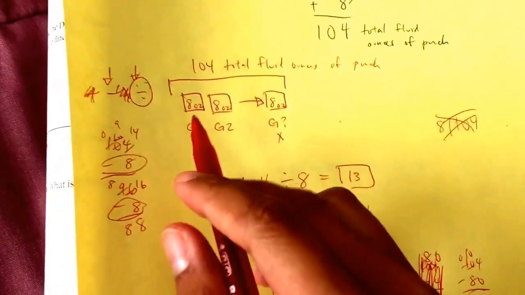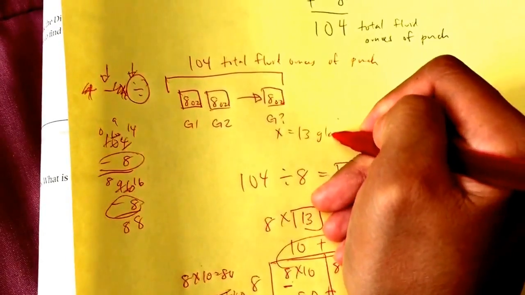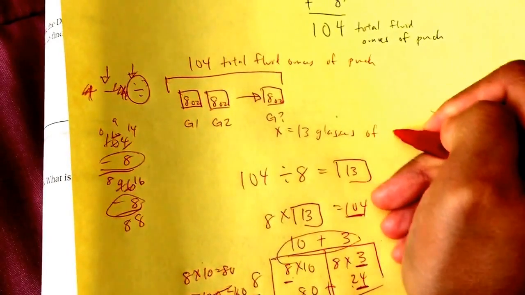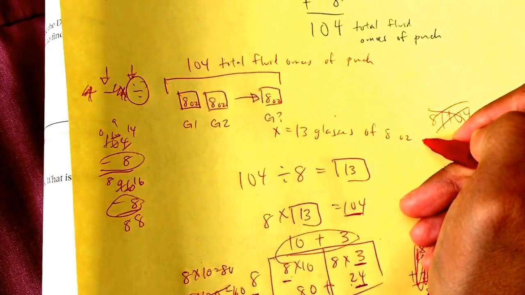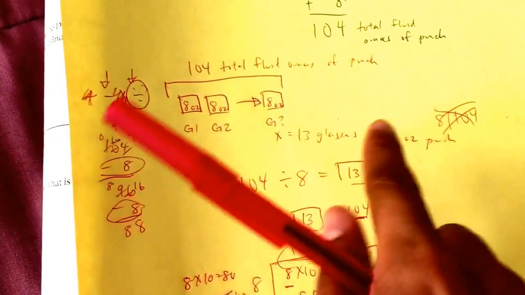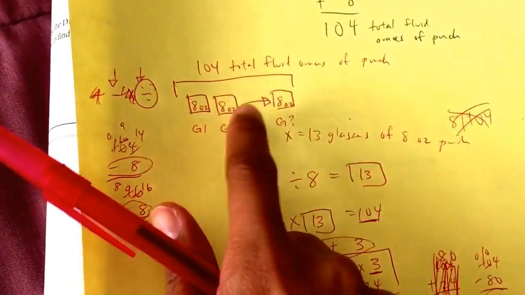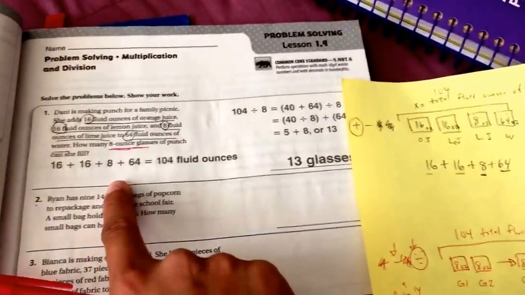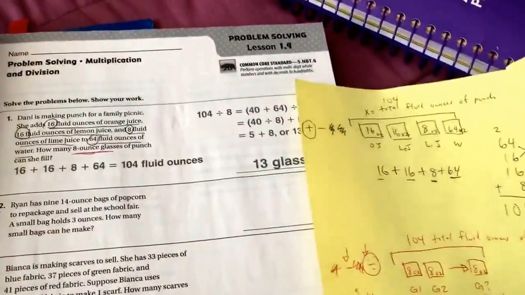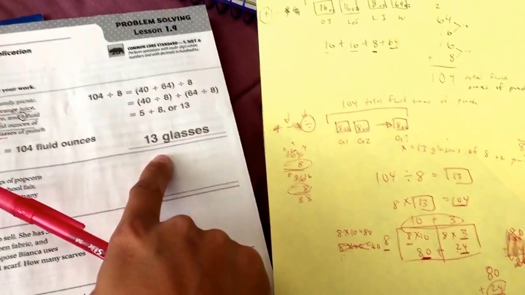We could have 13 glasses of 8-ounce punch. So we can fill 13 glasses, each with 8 ounces. We could have 1, 2, 3, 4, 5, 6, 7, 8. We could have 13 glasses, each with 8 ounces. So you can see here, they did the same exact thing. For the first one, they added just like we did. And for the second one, they used the distributive property to figure out 13 glasses.